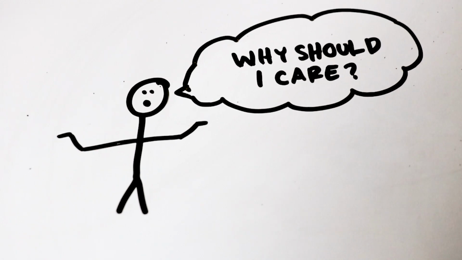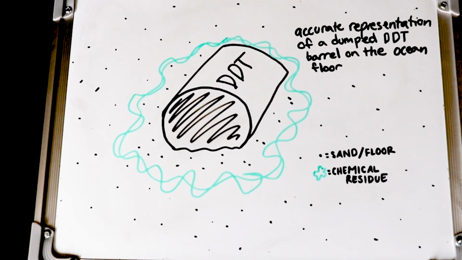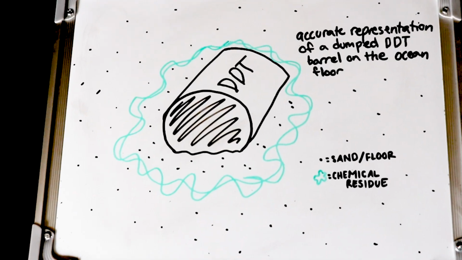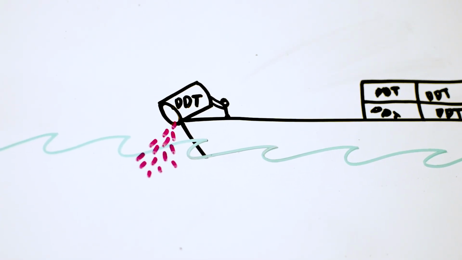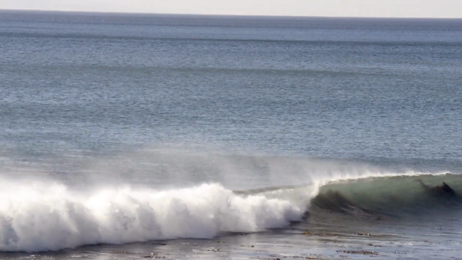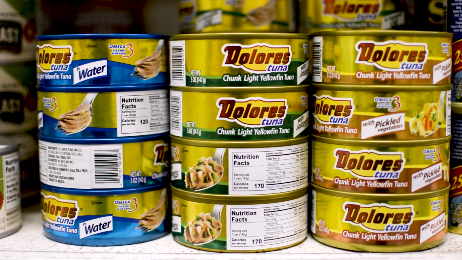So why is this important? This chemical doesn't just sit in the barrels it was contained in before the 1970s, and a lot of times DDT was dumped into our oceans without any kind of container. This means that it is continuously being discharged into our waters and therefore the fish we eat.